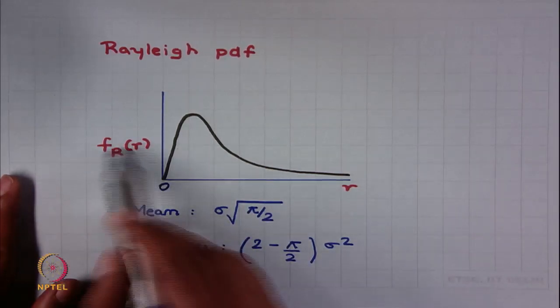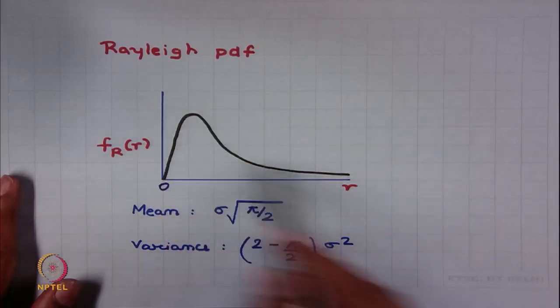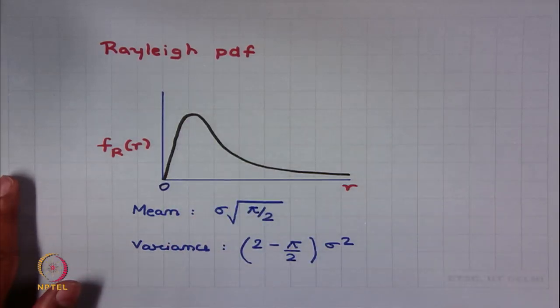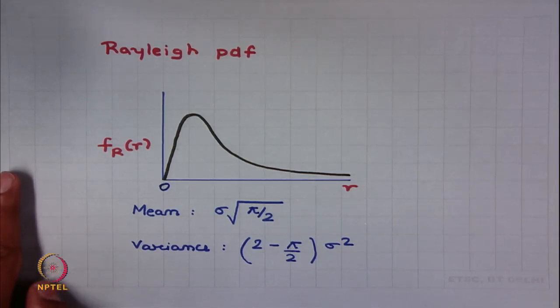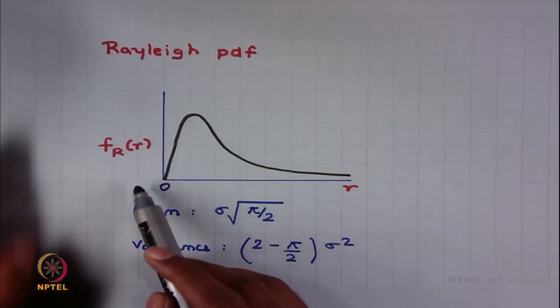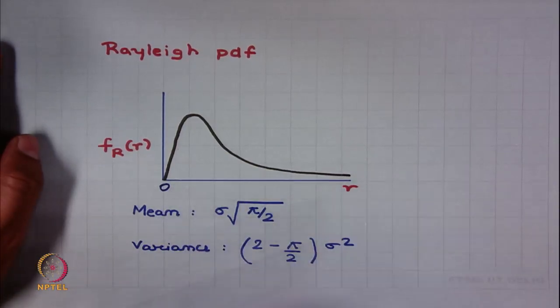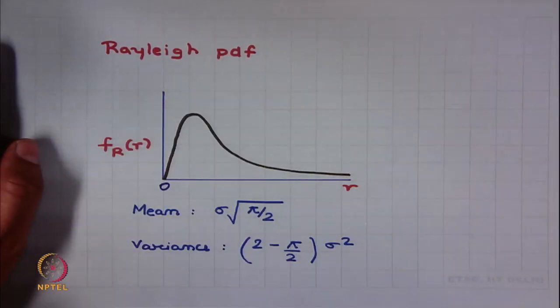The numerical values of R are only positive numbers. So, unlike Gaussian, which runs from minus infinity to plus infinity, it goes from 0 to plus infinity. It is not at all a symmetric PDF.